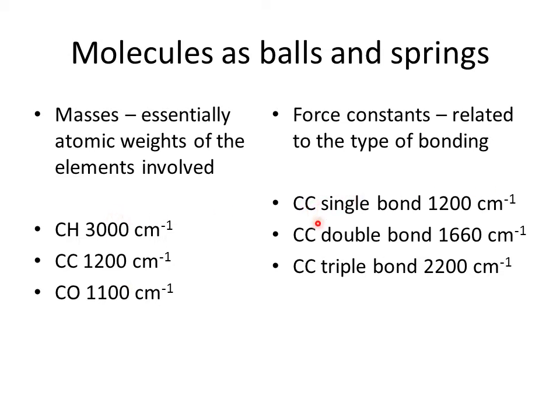These examples, a carbon-carbon single bond, a carbon-carbon double bond, and a carbon-carbon triple bond, also vibrate at different frequencies. But here the masses are identical, right? 12, 12, 12, 12, 12, 12. What differs here is the bond. So the bond is the spring in our picture, and different types of bonds, single, double, triple here, have different force constants. So the frequencies of the vibrations in molecules are going to be related to the masses of the elements involved and the types of bonding involved.